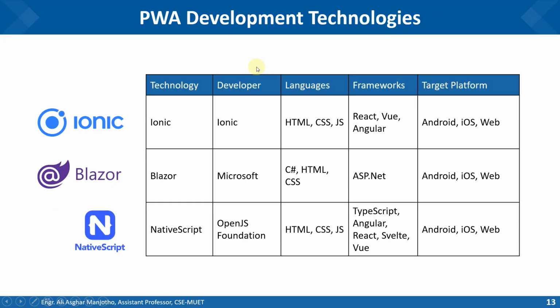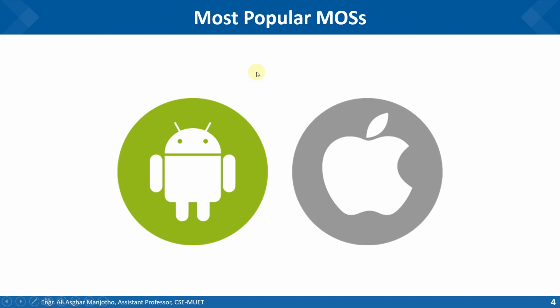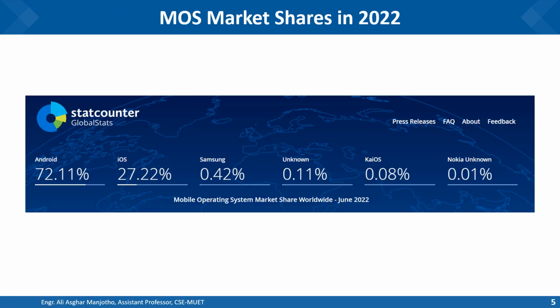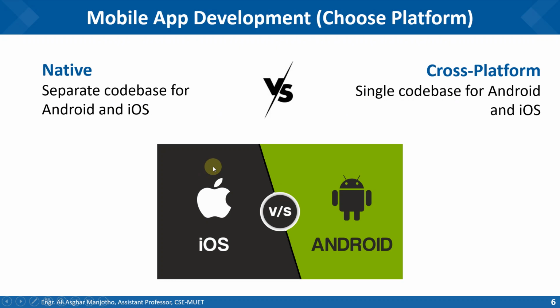So this is what we have for the very first lecture. Here we discussed what a mobile operating system is, then the two major operating systems and their market shares, and then you have a choice whenever you're developing the application. You need to choose whether you are going for native or cross platform.